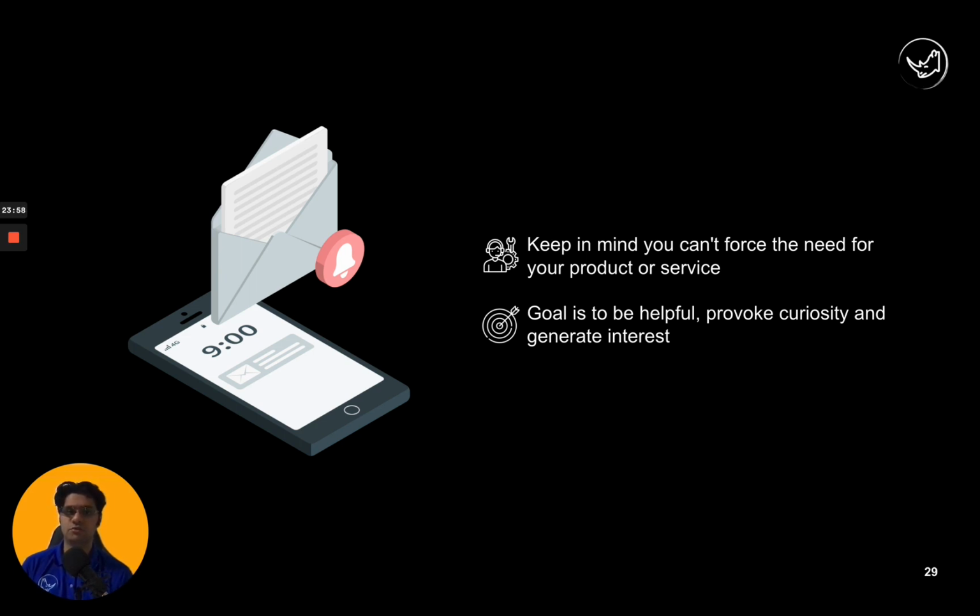What you really need to do is flip it and be helpful and provoke curiosity and generate interest, right? There are a lot of different techniques, and we'll cover a little bit about this on the copywriting side. You can do a bit of creating FOMO, which is fear of missing out. But what you really want to be doing is going in there and saying, hey, I truly believe that this product or service can change the way you do business, right? That should be your approach. It shouldn't be trying to forcefully put your product or service on this individual.